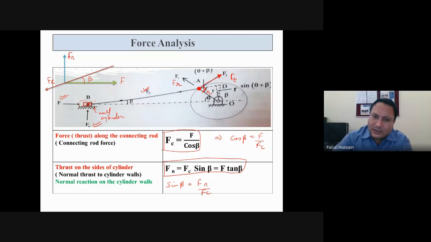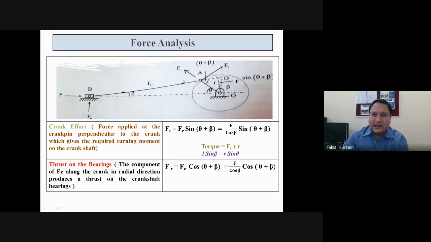And similarly, along this crank, this force is your radial force. Radial force is along this crank. This is your radial force. So see in this next slide, you have determined this Ft and Fr. So what is Ft? Ft is F upon cos beta into sine of theta plus beta. And what is Fr? Fr is Fc cos of theta plus beta, that is F upon cos beta into cos of theta plus beta. These are the expressions that you are seeing.